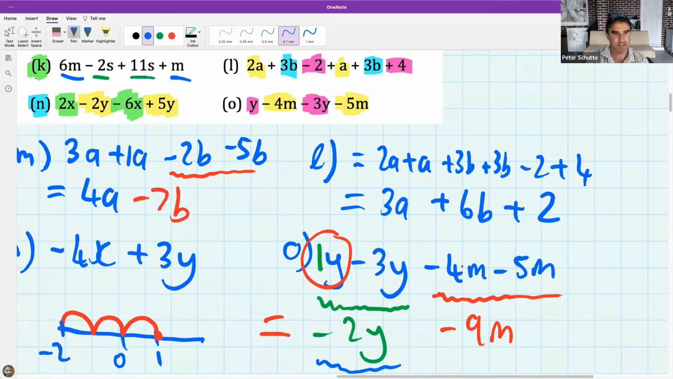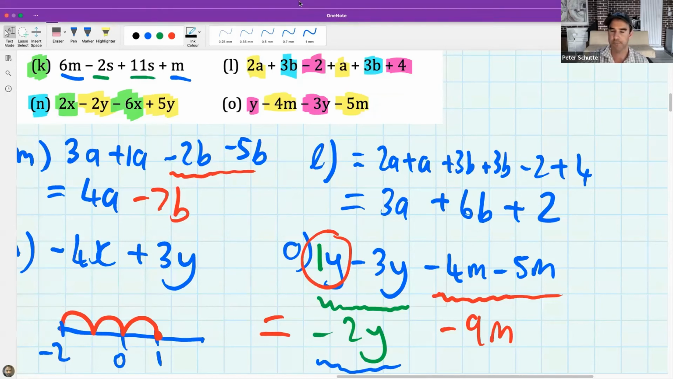Does that make a bit of sense? Yes, sir. So I want you to watch out. We will do multiplication separately, but for today, all I want to practice is adding and subtracting like terms. Okay, thank you, fantastic.